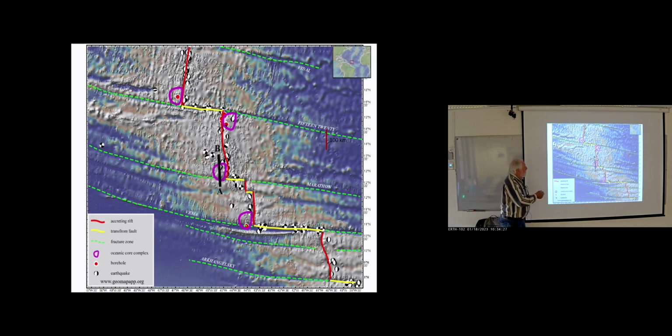And if the motion of the oceanic spreading is fast, then this basalt won't be heavy enough to dive under the lighter basalt, so you don't get subduction and you don't get the oceanic core complexes.